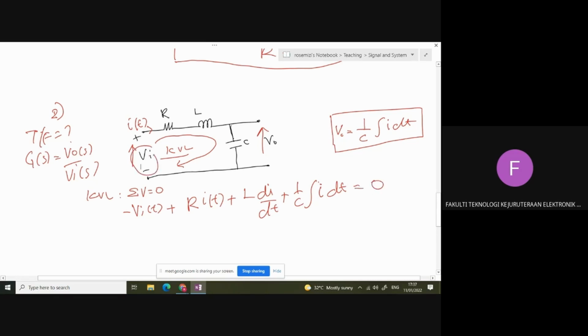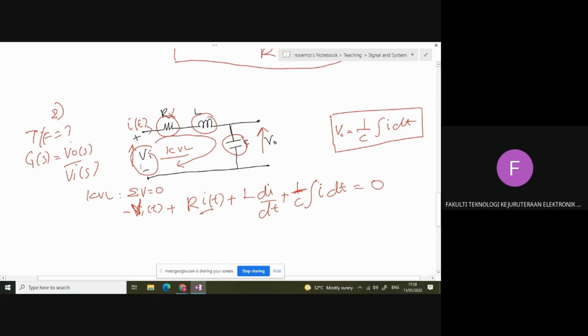This voltage plus this voltage plus this voltage plus this voltage equal to 0. We have this voltage as Vin, the voltage at R is R I(t), the voltage at the inductor is L di over dt, and the voltage at the capacitor is equal to 1 over C integral I dt, equal to 0.